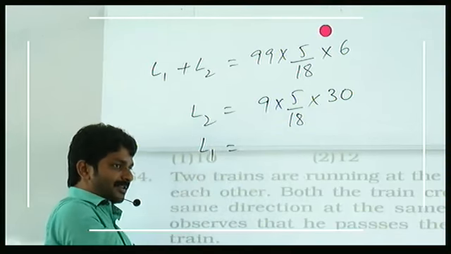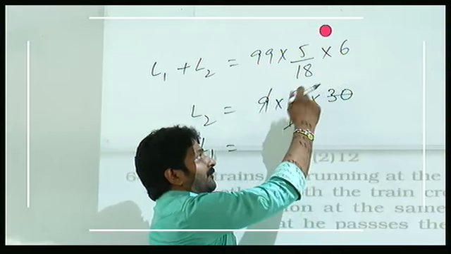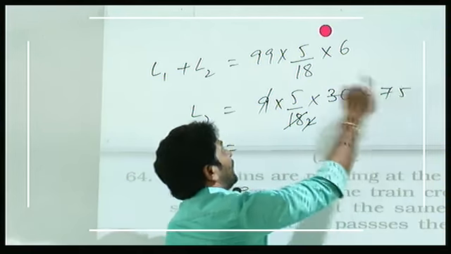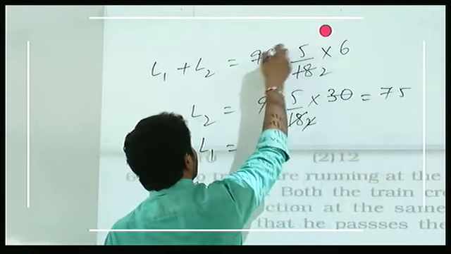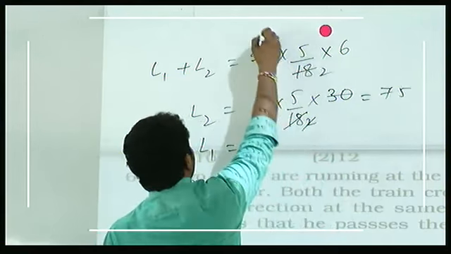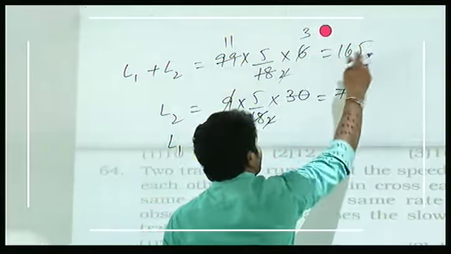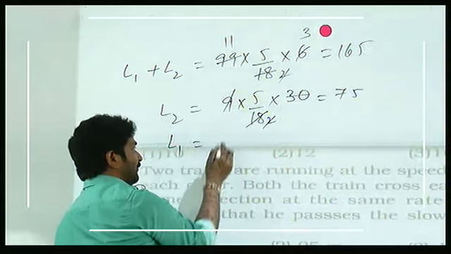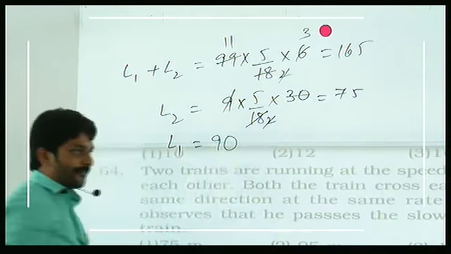9 how many times? 2 times. 2 how many times? 15 5 times is 75. How much is this? 9 2 times. 9 11 times. 2 3 times. 15 into 11 is 165. 165 minus 75 is 90.